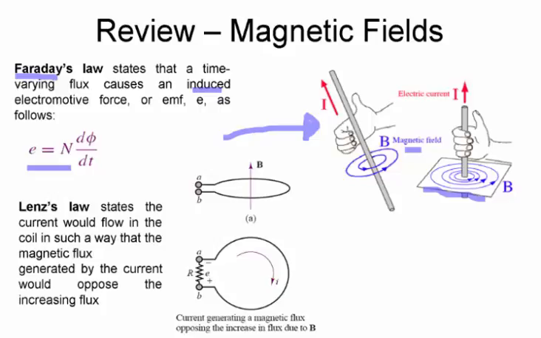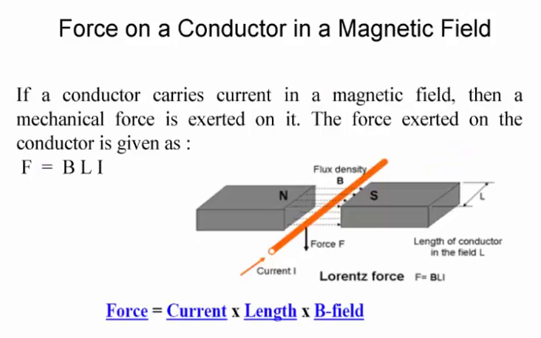Then we have Lenz's law, which states that the current flows in the coil in such a way that the magnetic flux generated by that current would oppose the increasing flux. So we'll get back to that when we look at the operation of an induction motor. It actually wants to reduce that increasing flux, and that's why it starts to rotate when we look at an induction motor.